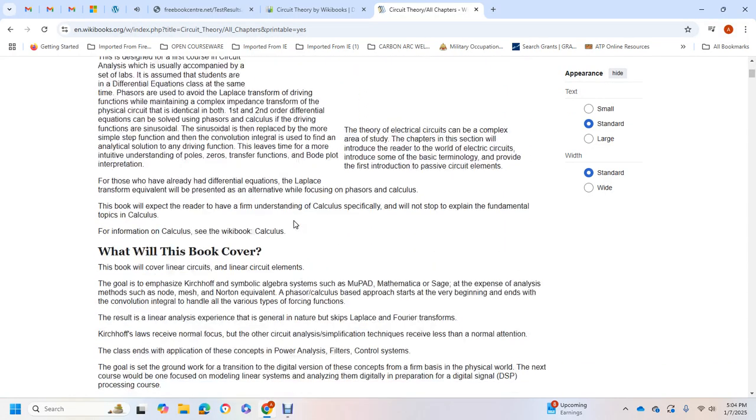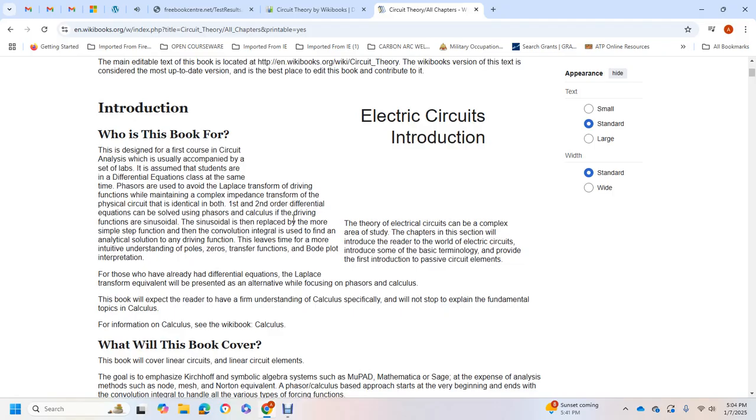Alright, introduction. What is this book? This is the first course of circuit analysis, usually accompanied by a set of labs, assumed for level 3, in a different way.